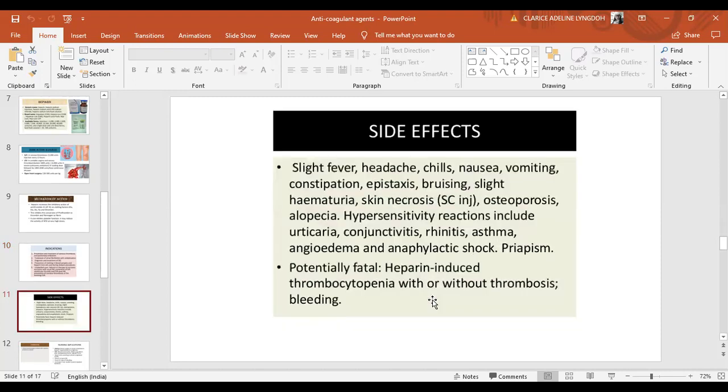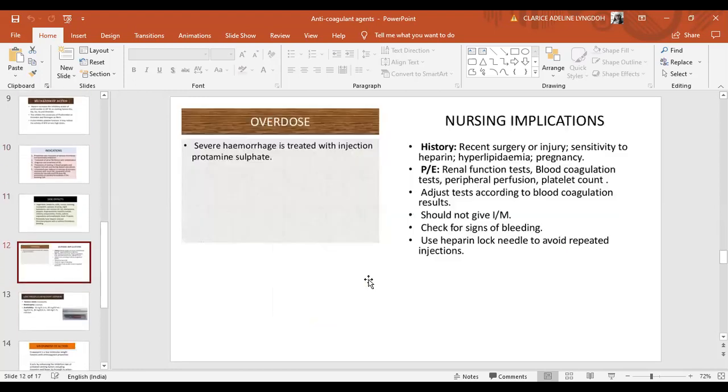Then side effects, these are the side effects. They can be mild, moderate, or critical also. Then overdose. Like I said, if you are giving too much injection heparin, the patient can have excessive bleeding, continuously bleeding from the body. In case of overdose, we can treat it with injection protamine sulfate.